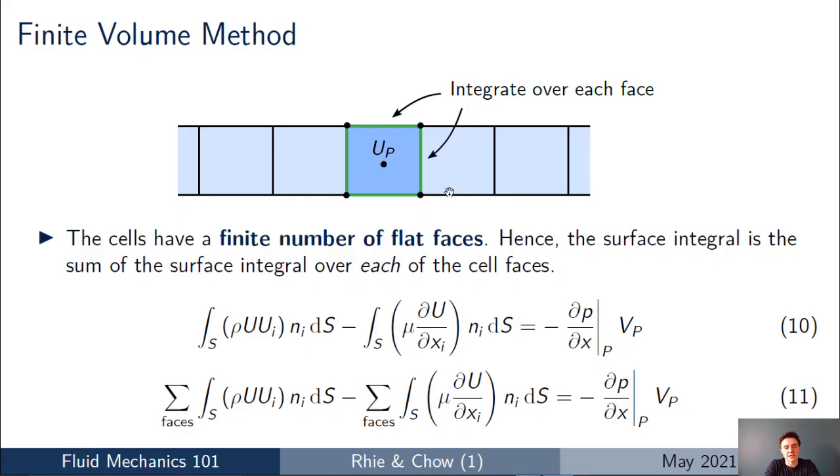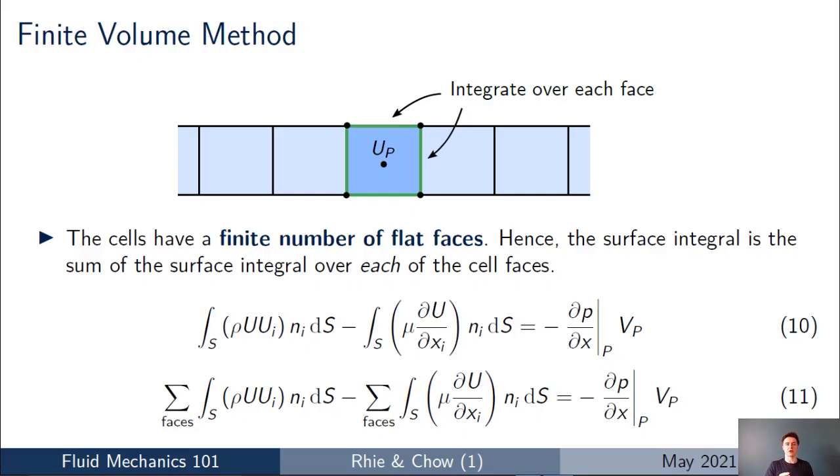And in CFD, all of our cells have a finite number of flat faces. That's the key thing to think about. If we have a square cell, then our cell has 4 flat faces. If we had a triangle, we'd have 3 flat faces. And it doesn't matter how many sides our cell has. If we have a polyhedral cell, it will always have a finite number of flat faces. So what we can do is that integral over the surface, where we'd be integrating our quantity over the entire surface, we can replace that integral with the integral over each of the surfaces in turn, and we then add them up. And that's how we move from equation 10 to equation 11.